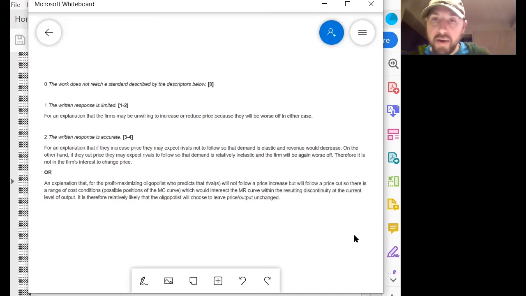What's the second one say? An explanation that for the profit maximizing oligopolies who predicts that rivals will not follow the price increase but follow the price cut, their range of cost conditions possible, blah blah blah. Therefore, that's a lot more complicated words saying the exact same thing. But you see the difference in the points you get. The first one is like, I guess they'll be worse off, so they should stay at this equilibrium. Fine, 1 point. But if you can sit there and say, well, there's this elasticity, there's this price increase, there's revenue issues, there's all those big fancy words, 3 or 4 points right there. So I hope that helps.